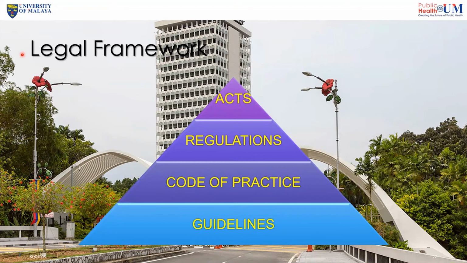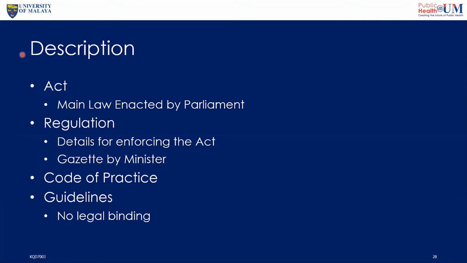So what is an act? An act is basically the highest law, what we call the Act of Parliament. Then there are regulations, codes of practice, and guidelines. An act is the main law enacted by the parliament. So who sits in the parliament? Both ruling MPs and also opposition MPs. So all MPs sit in the parliament.